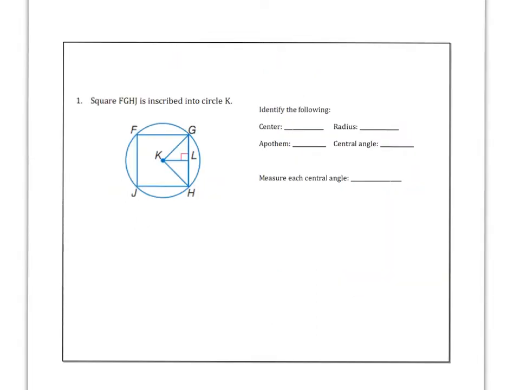Let's take a minute and identify some parts that you see here in this picture. So the center of both the polygon and the circle in this case is K. A radius, now a radius is part of a circle. It starts at the center and goes to the edge. So for instance, KG would be a radius. Also KH is another radius. Make sure you put the segment bars above them. But an apothem does not go to the edge of the circle. It goes to the edge of the polygon. So in this case, segment KL is an apothem.